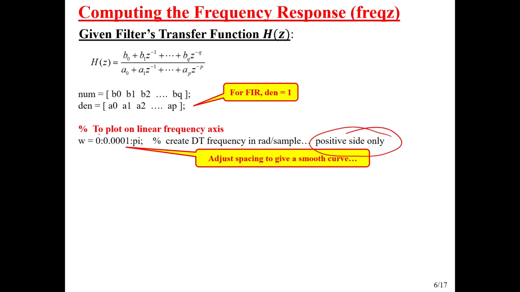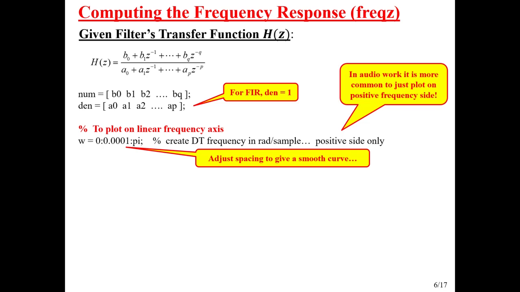So I create a vector in radians per sample from 0 out to pi with some spacing. There's no reason why I have to pick 0.0001, and often that's just a little too fine of a spacing anyway, but I'm going to pick that spacing so that my final result gives a nice smooth curve. And I might zoom in a little bit to see just how jagged that is. But 0.0001 almost always works.